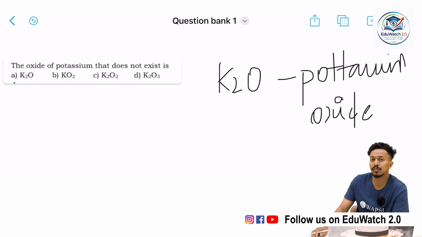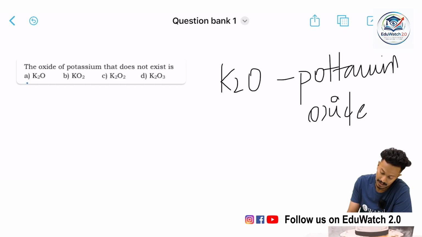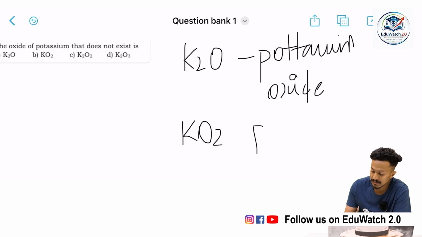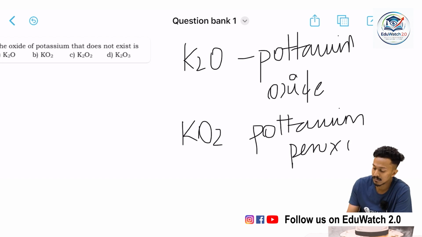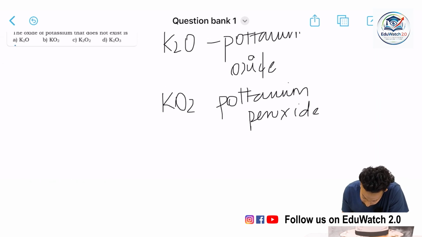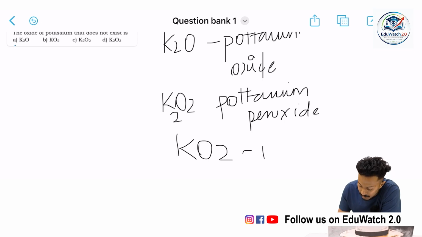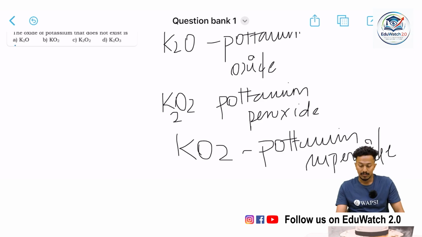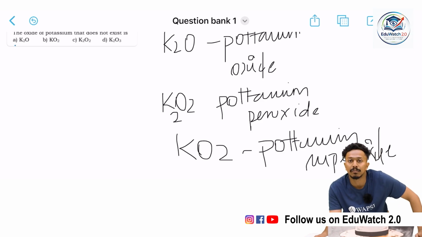Here we discussed the oxides of alkali metals, sorry, alkali metals. And K2O2 is potassium peroxide, right? And KO2, potassium superoxide, right? So these are the three oxides of potassium that are formed by potassium element.